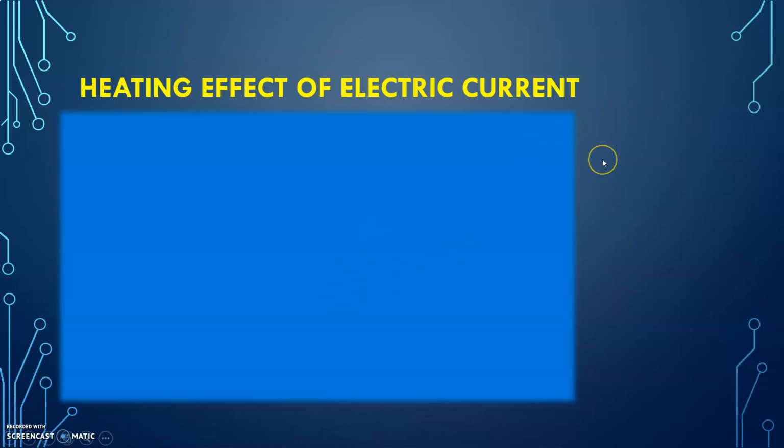Actually, when current passes through devices like a fan or some resistive element, a part of it is utilized to perform the work, but at the same time, what happens? Some part of the energy gets wasted in the form of heat.